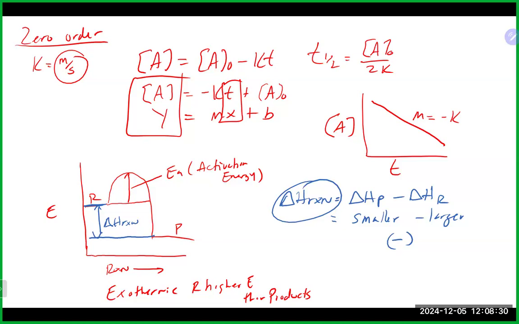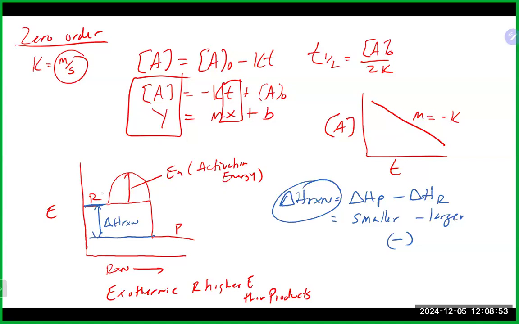Depending on the hill that the reactant has to climb to get to the other side, if it's a larger hill, then it's going to be probably a slower reaction. There's going to be less proportion of molecules that have enough energy to get to the other side. If it is a smaller hill, then there will probably be a greater proportion of molecules that could get to the other side, and the reaction rate would probably increase.